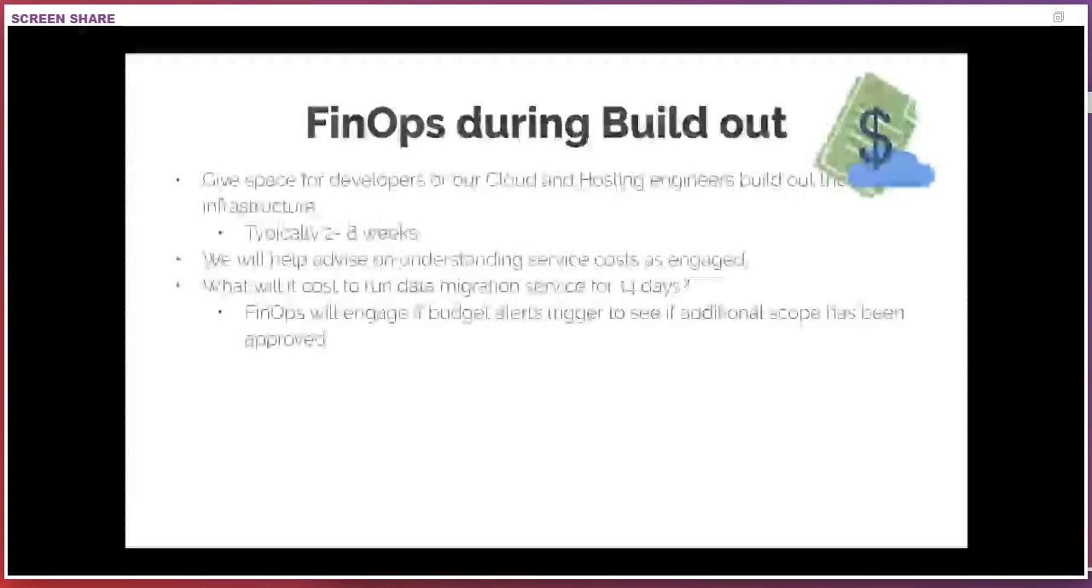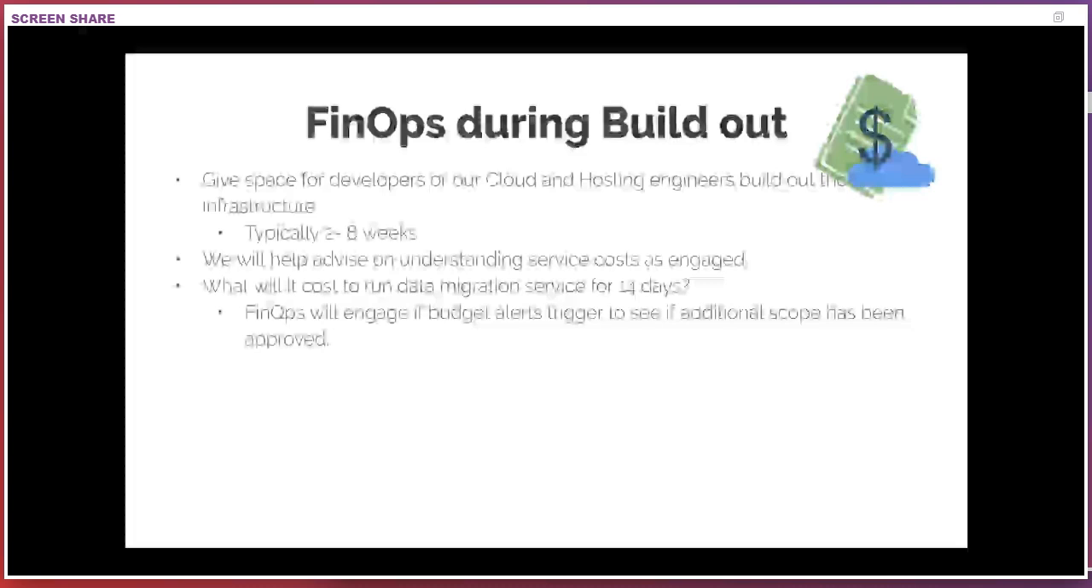Sometimes people will be like, we decided that we're going to run a data migration services for 14 days. You know, what's that going to cost? That's usually something that we get a budget alert for, and then we can tell them, hey, did you know you did this? Perf environments are a big one, right? So during that build-out phase, it's very much letting them do what they need to do, but we're still here to advise or let them know about any anomalies that may happen.